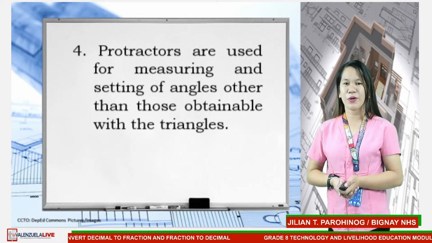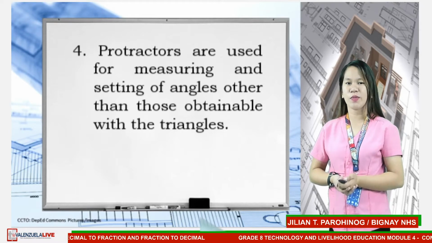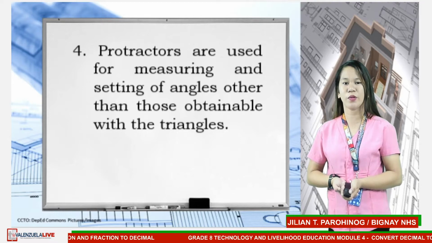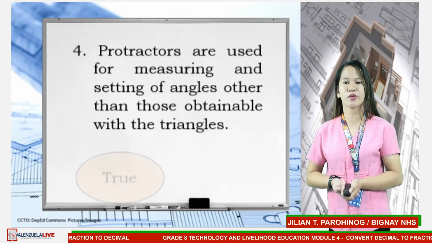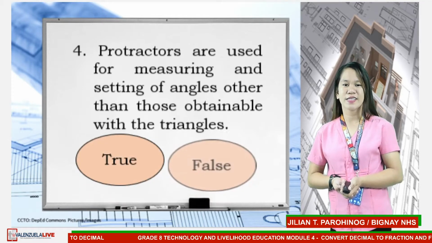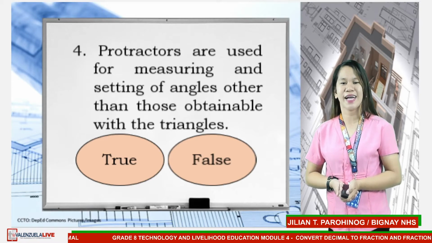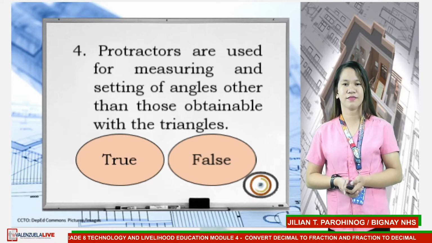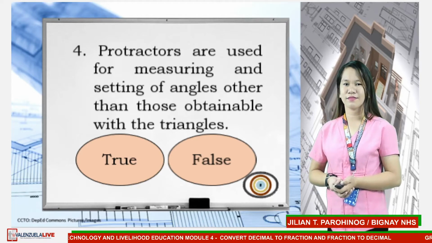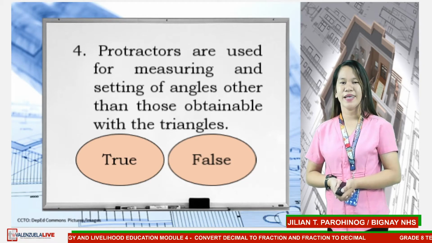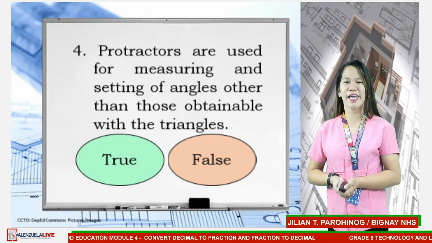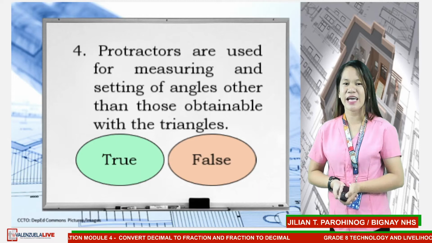Number 4. Protractors are used for measuring and setting up angles other than those obtainable with the triangles. Is it true or false? Your timer starts now. Time's up. The correct answer is true. Great. Let's have number 5.